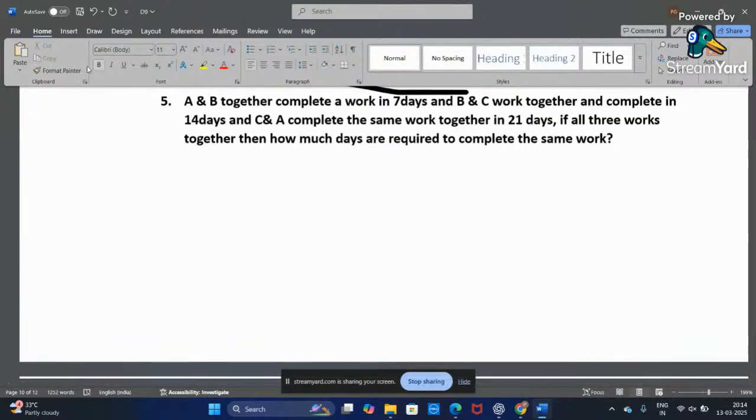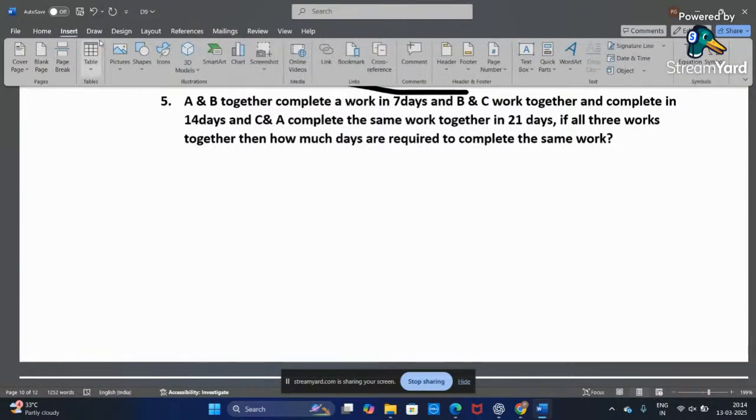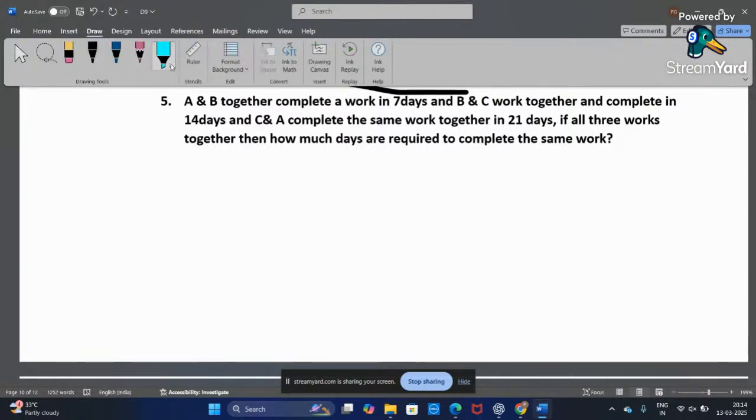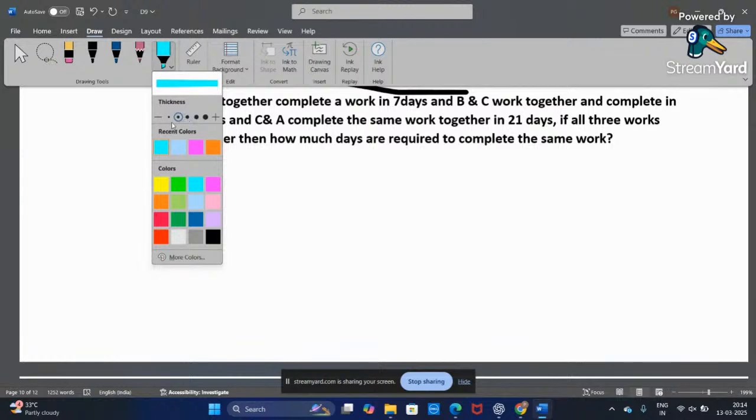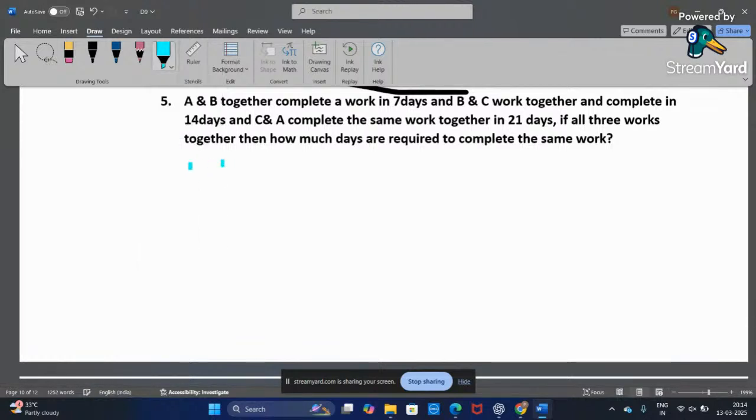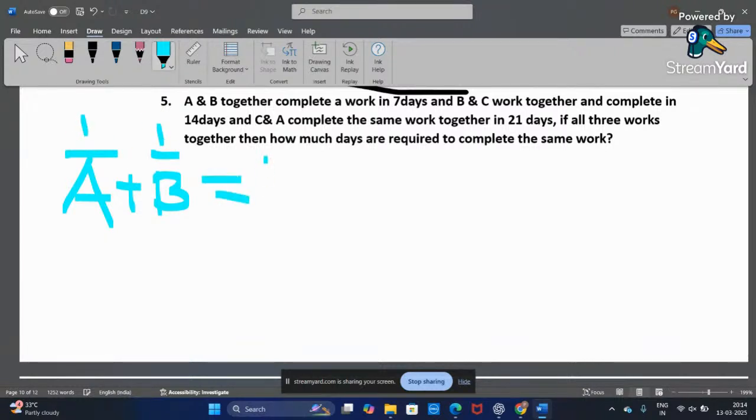Okay. Let me solve the fifth one. This is a very important question. Make a note of this because this is very important. See here, A plus B together, let me write it as 1 by A, 1 by B. Together they complete the work in 7 days. That is 1 by 7.